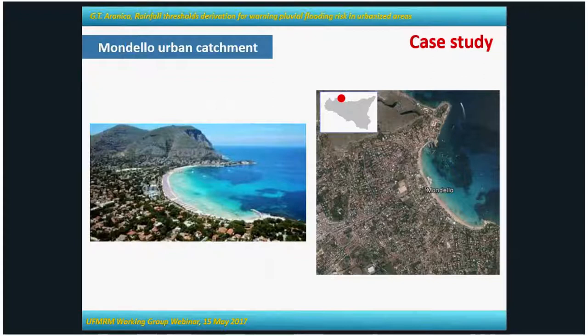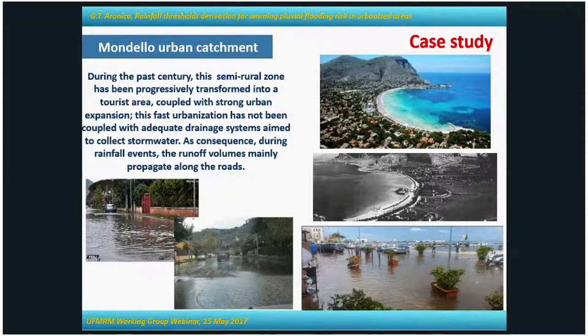Also, if you look at the two pictures on the left, in the upper part you see the area now, and in the middle in black and white you can see the area between 50 and 60 years ago. So it was a flat area, totally rural, no buildings at all, no roads. So there was a strong urban expansion in the last years.